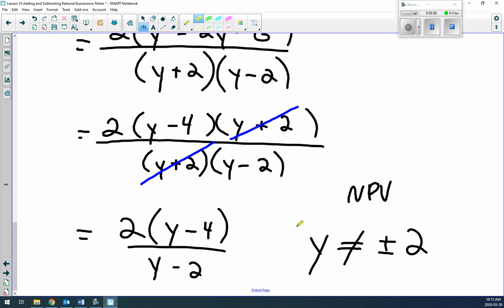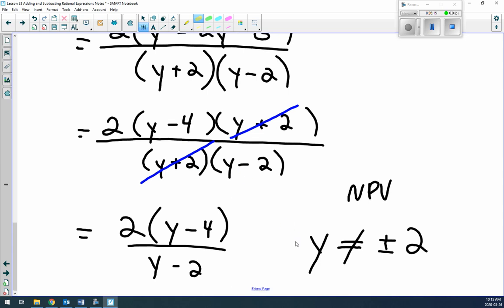Now, you have to remember your NPVs are always found before you do any of the reducing. So your NPVs could be anywhere here. You can see y cannot be plus or minus 2 because if we plug those in, that sets the denominator equal to 0, which is wrong. You just can't get it. Okay. So with these ones, just be very careful. Finding common denominators, always find the LCD. It'll save you a lot of work, and it'll make it a lot easier if you have the lowest one to start with.